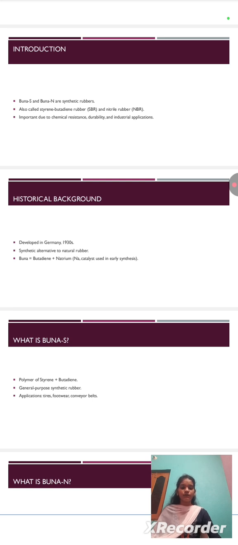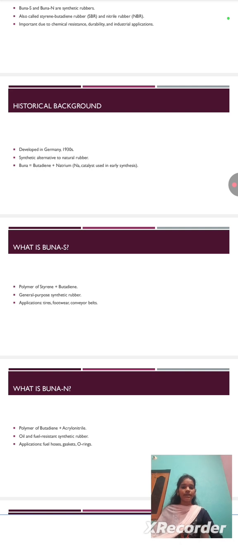And next we have to know the preparation of Buna-S. Monomers: butadiene and styrene. Method: emulsion polymerization, catalyst potassium persulfate. Steps: emulsify monomers in water, initiate polymerization, isolate polymer, dry, vulcanize.